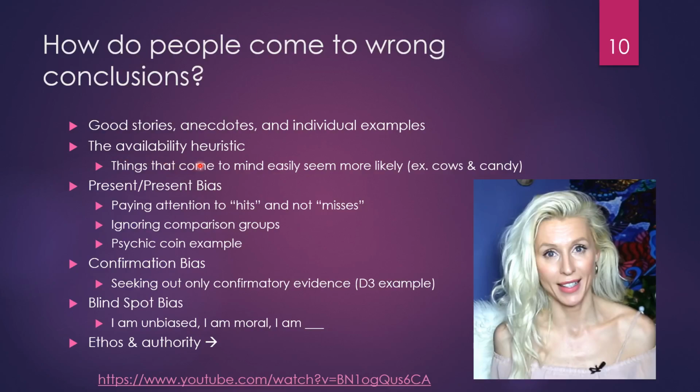The present bias. This means that you're paying attention to hits and not misses. What do I mean? Well, in this case, it's very much like the good stories example. It's the idea that if you have one situation where something worked out and 3 or 4 situations where it didn't work out, but they're not easily pointed to, then you're going to ignore that. So what does that mean?